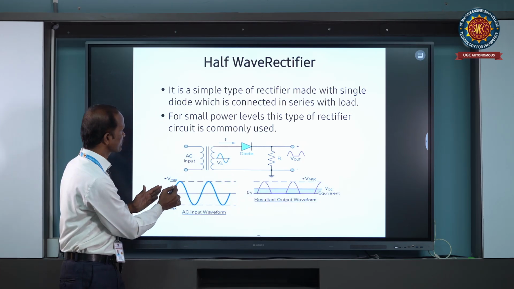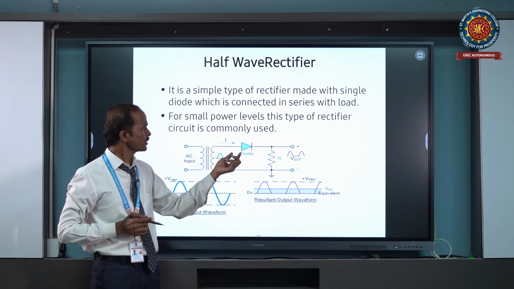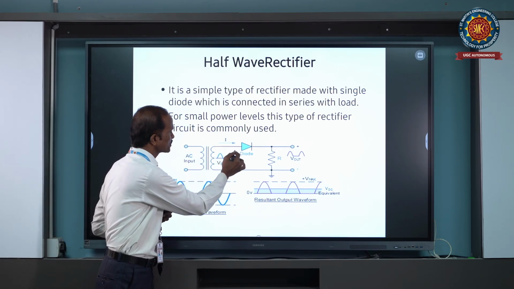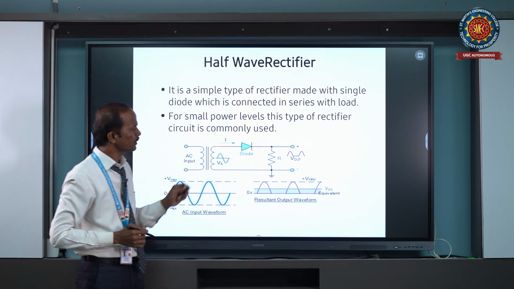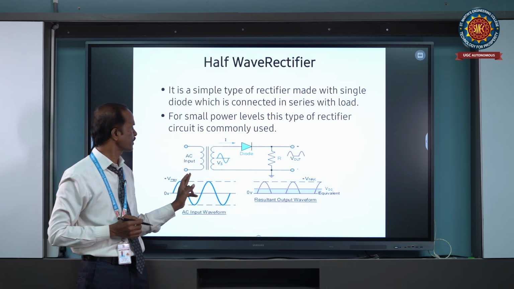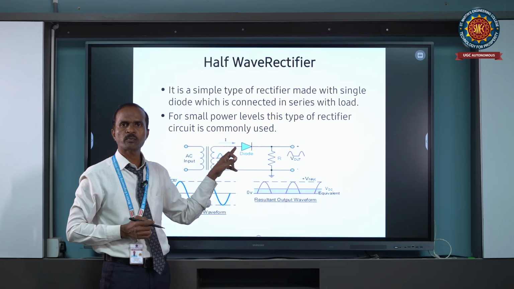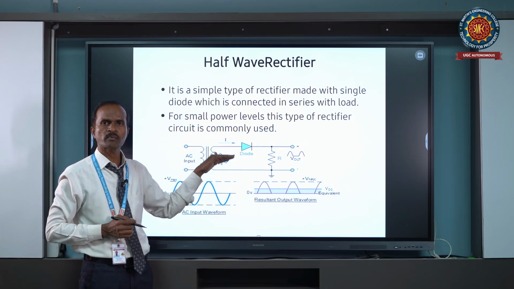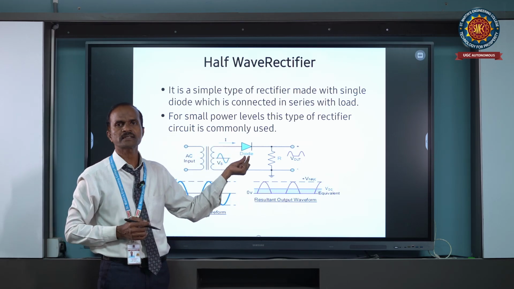During the positive half cycle, what is happening? A diode has a positive terminal, the anode, and a negative terminal, the cathode. During the positive half cycle, the polarity is positive, so the polarity of the diode is also positive. Therefore, the diode is in forward bias condition. During forward bias, the diode acts as a short circuit.